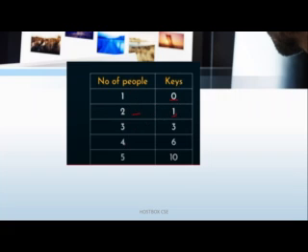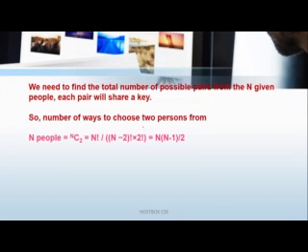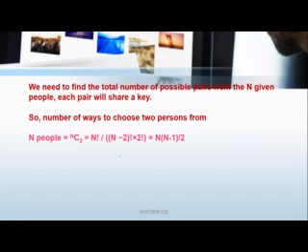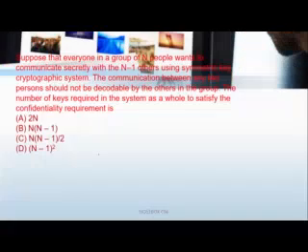If 3 persons are communicating, we need 3 keys, that is n into n minus 1 by 2 formula only. Then with 4 people, 4 into 4 minus 1 by 2 gives 6. If the number of people is 5, we need 10 keys to share the information. So we can conclude the answer is the n into n minus 1 by 2 formula, so the right option is C.